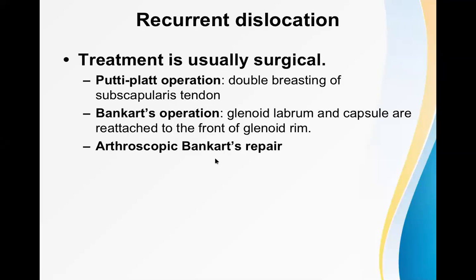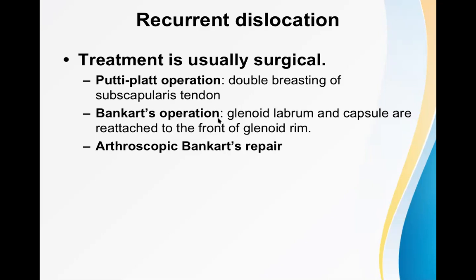Just try to remember the names. In detail, nobody is going to ask you. The different names of surgery are Putti-Platt operation, Bankart's operation, and arthroscopic Bankart's repair. Now, the meaning is written here. Putti-Platt operation means a double breasting of the subscapularis tendon, which means we are strengthening the support of the rotator cuff muscle there. Subscapularis is one of the rotator cuff muscles, and we hope that the shoulder joint will be stable after doing this.